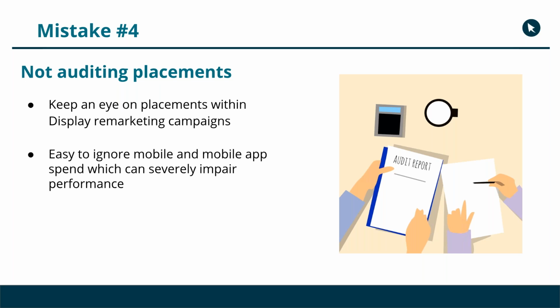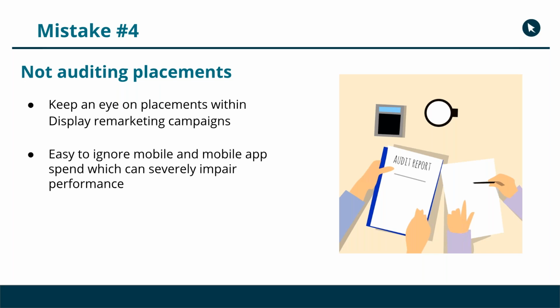And most of these may be mobile apps or certain sites that maybe you don't want to be showing up on. So not auditing placements is a huge mistake if you're not taking a look at that for your dynamic remarketing or any regular, even standard display remarketing that you have set up that isn't set up to target a specific placement. So definitely keep an eye on that.